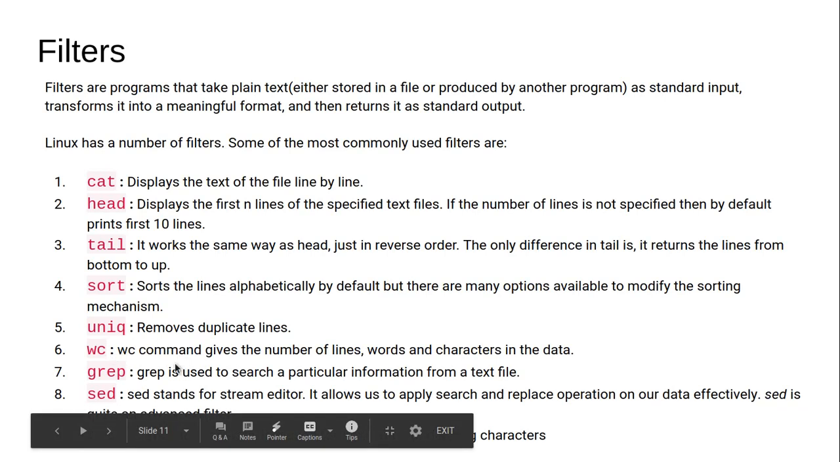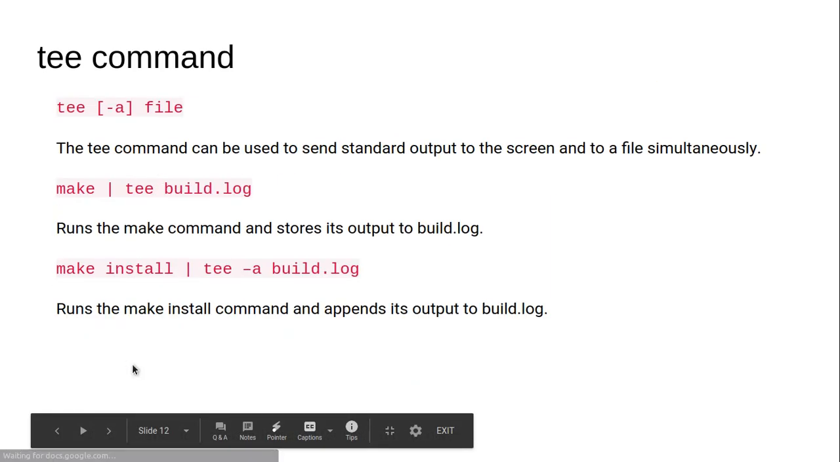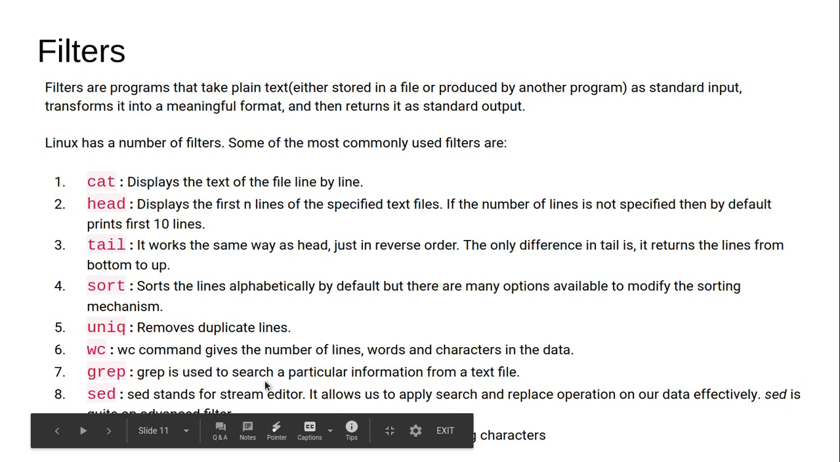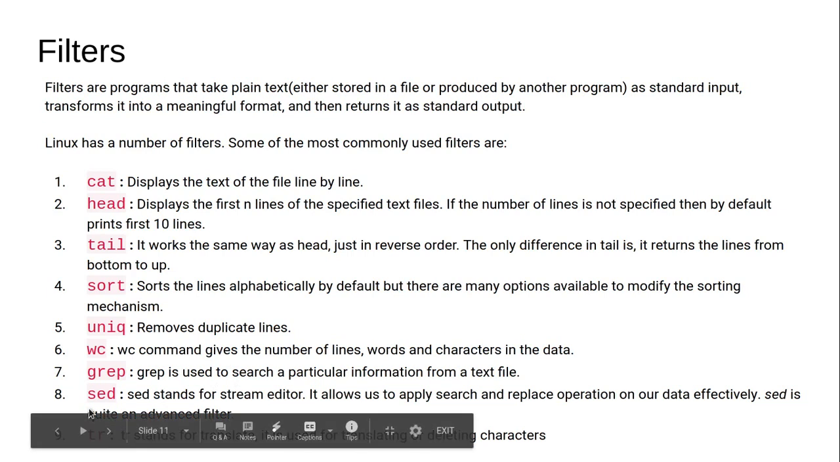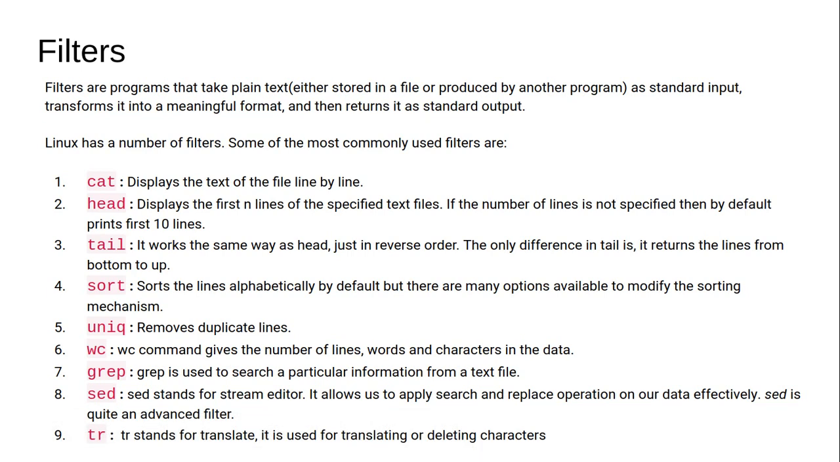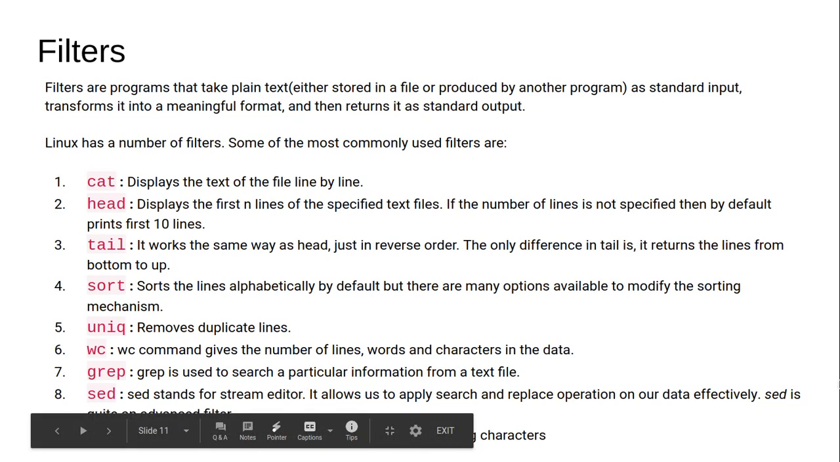Word count counts the number of words, lines and characters in the file. And grep command is used for searching for particular information in a text file. If there are a lot of usernames in a file and you want to search for only a specific username, you would use grep command. Sed command is another one, the stream editor command, used to search for patterns. You can search as well as manipulate the contents of the file.